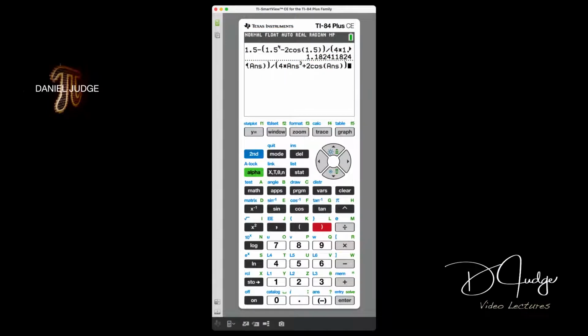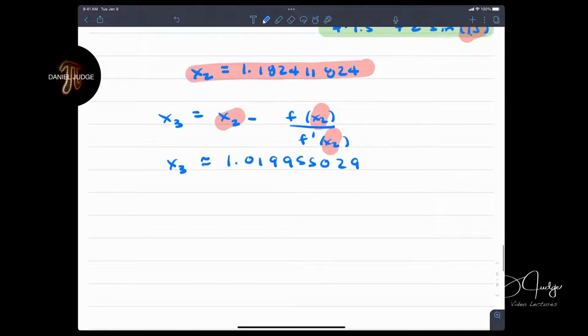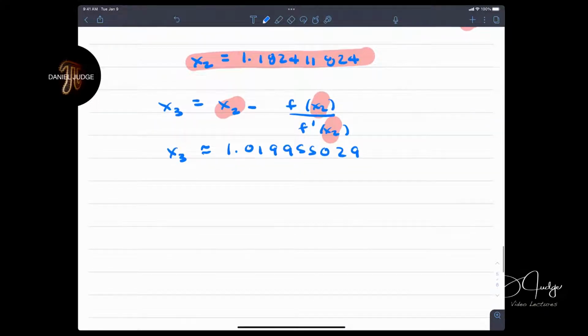So let's go back to the TI. We'll hit enter. So x3 now is approximately what you see here. And I'm going to write down all this answer: 1.019955029. Okay, so this is x3. And notice that we haven't had very much duplication yet. So we're going to have to go for x4.